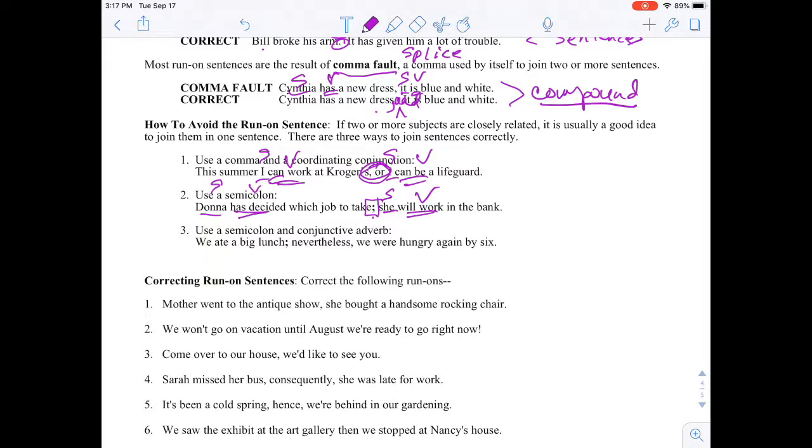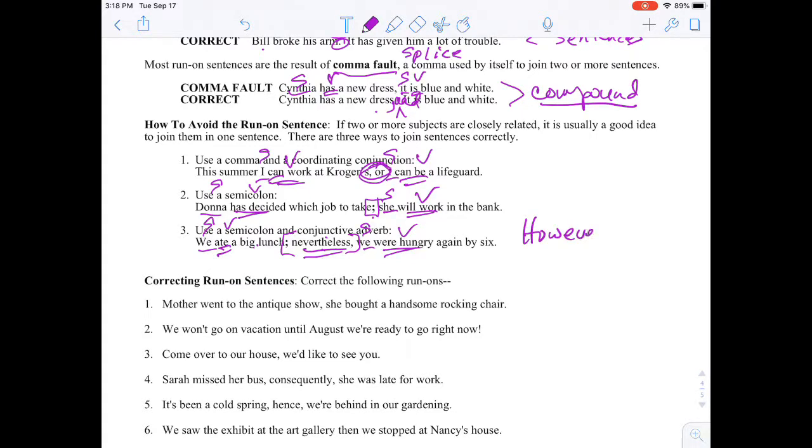And then lastly, we could use a semicolon and a conjunctive adverb. Those were those words that we were talking about before. However, nevertheless. So we, subject, ate a big lunch, semicolon, nevertheless, comma. Okay, all 3 are necessary. We, subject, were hungry. So we separate 2 simple sentences with a semicolon, conjunctive adverb, and a comma.